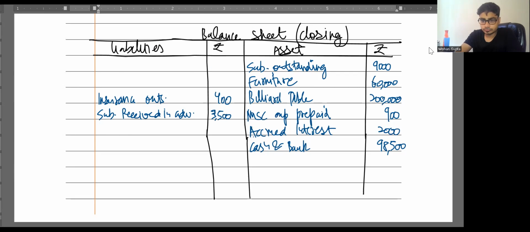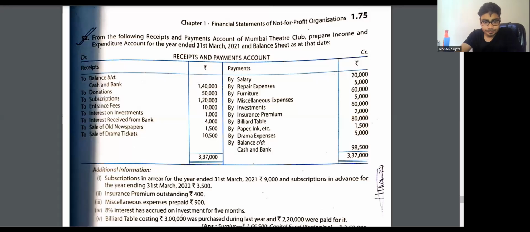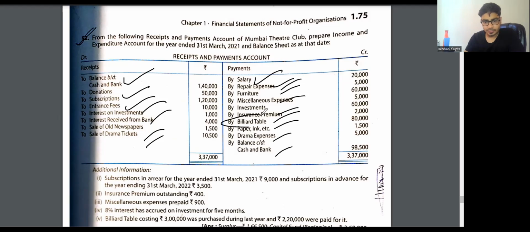Okay. Now, well done. Let me look into this and try to find more assets and liabilities. So we have covered all this. There is nothing here. We have covered billiard table. We have covered furniture. Oh, you missed investments.